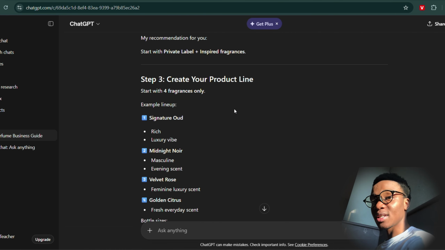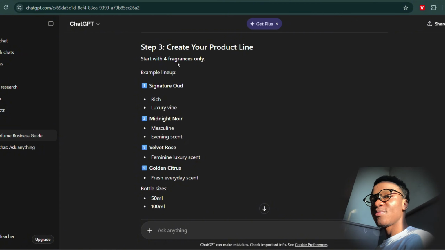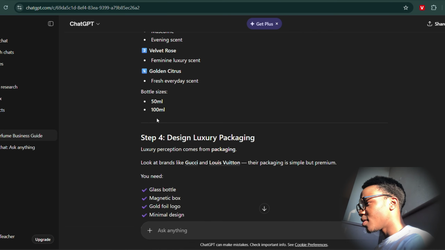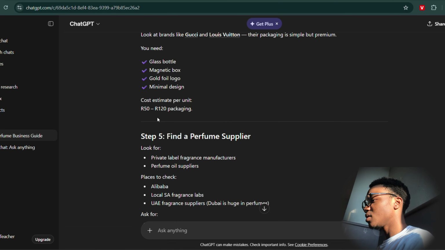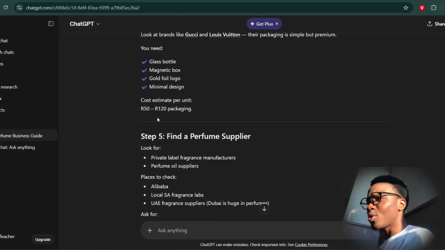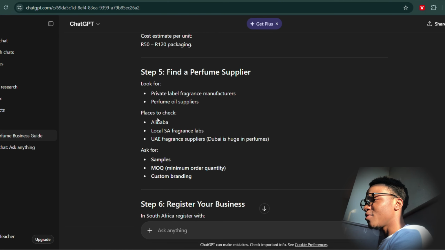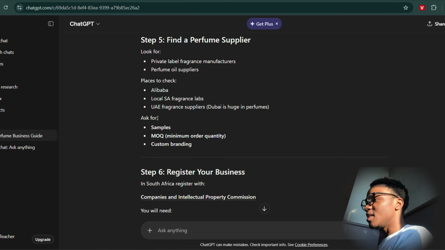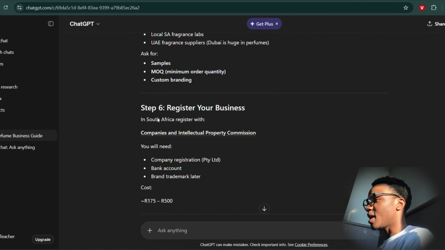Step 3, create your product line. Start with 4 fragrances only. Example lineup: signature, rich, luxury vibe. Oh my goodness, design, luxury packaging. I'm going to skip most of the steps because I don't want this video to be too long. Design: luxury glass bottle, magnetic box, gold foil logo, minimal design. Find a perfume supplier. It's even giving us the places where you can find the supplier here.